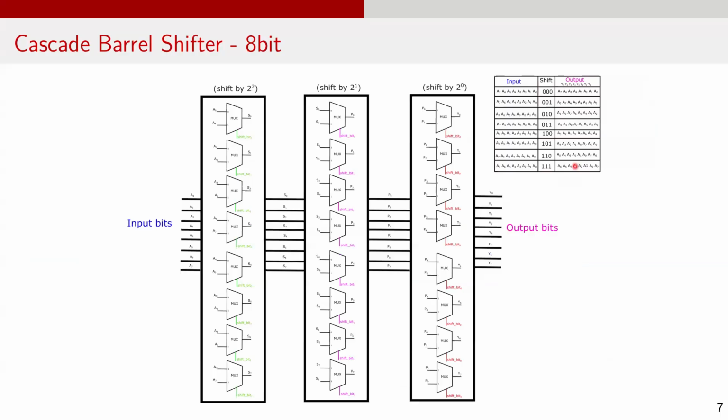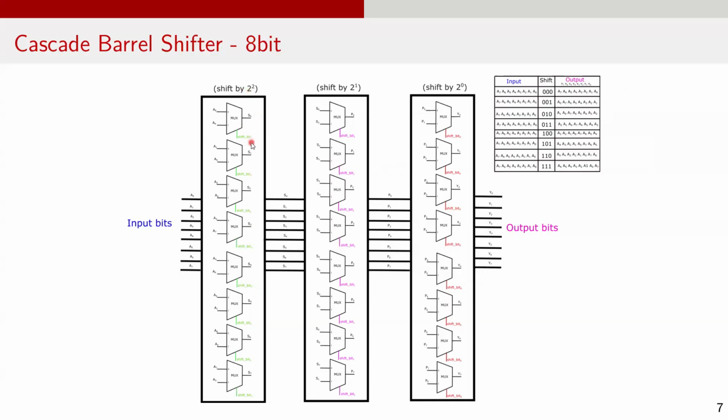Now let's extend the same concept to an 8-bit barrel shifter. An 8-bit barrel shifter can perform a circular right or rotate right operation by 0 to 7-bit positions. Therefore, we need a 3-bit shift control signal, which we can call shift bit 2, shift bit 1, and shift bit 0. Just like the 4-bit barrel shifter, the design is built using multiple stages of multiplexers, where each stage corresponds to a power of 2 shift amount.